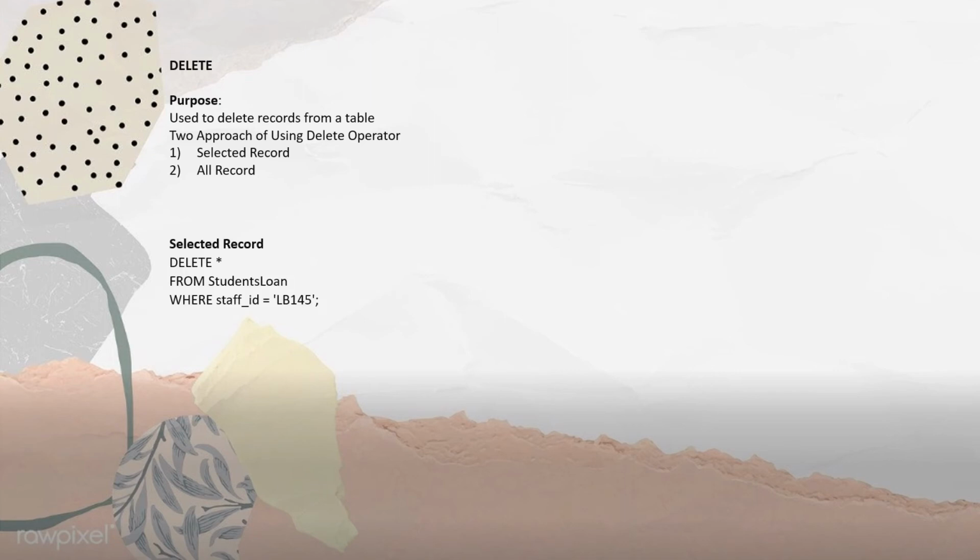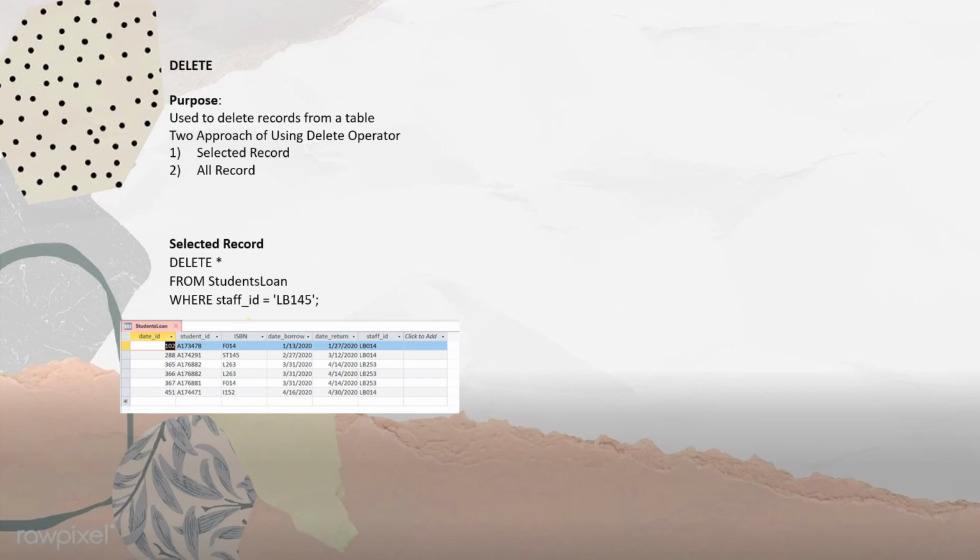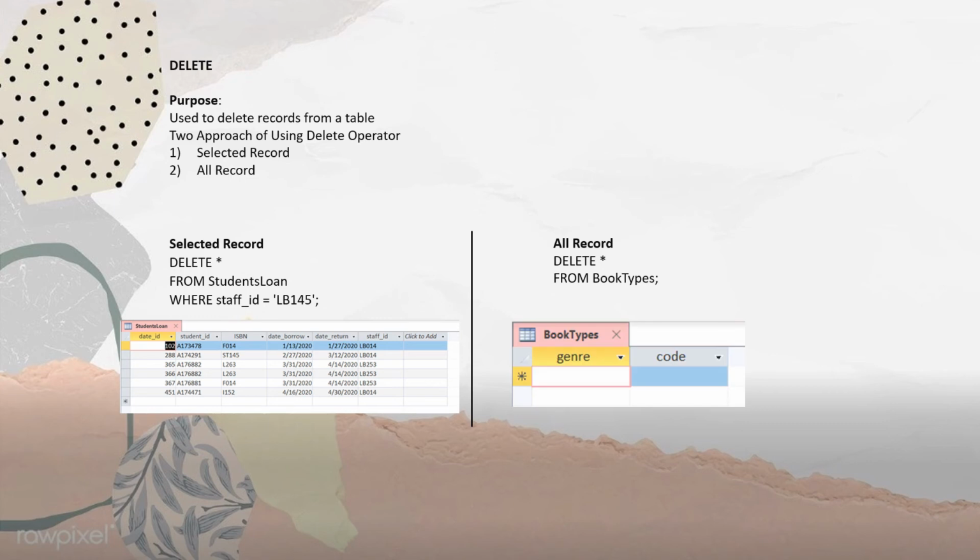So for selected record, this is the SQL statement to delete from the students loan table. This is the output. Then for all records, which is deleting all records, this is the SQL statement to delete from book types, and this is the final output.